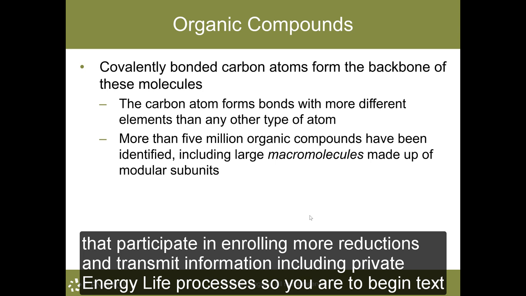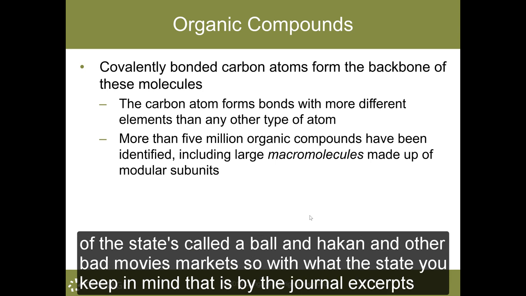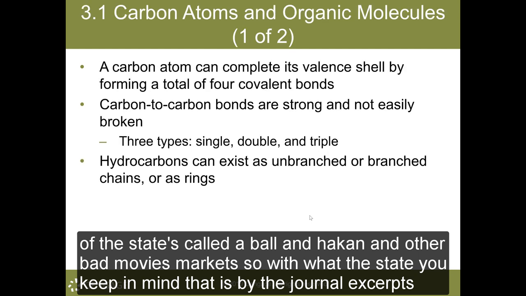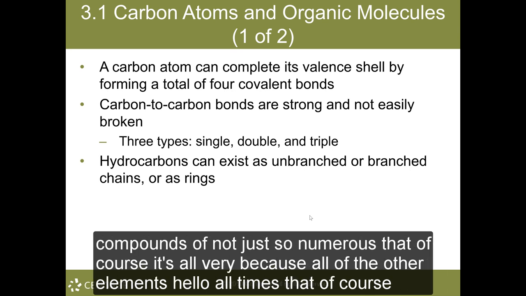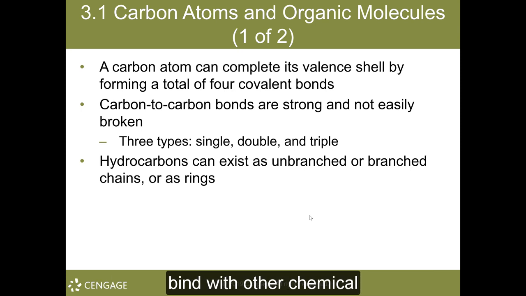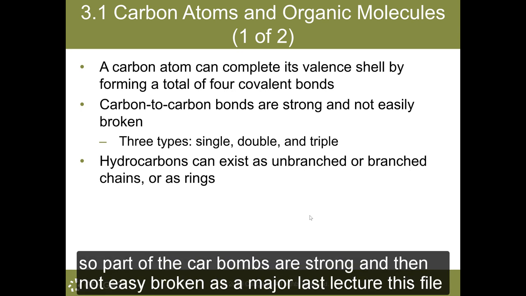So here we are to begin. As it states, covalently bonded carbon atoms are the backbone of these molecules. Keep in mind that this is by the sharing of electrons. The carbon atom can complete its valence shell by forming a total of 4 covalent bonds. And that is why organic compounds are not just so numerous, but so varied, because of all the other atoms that can bond with it chemically.